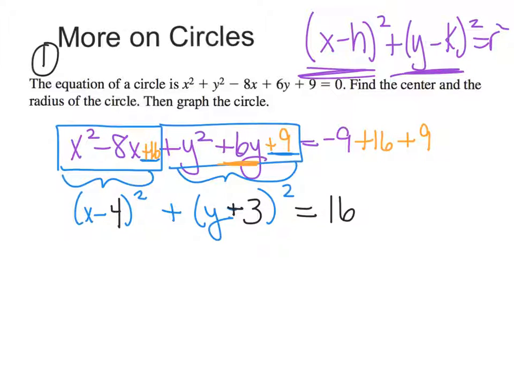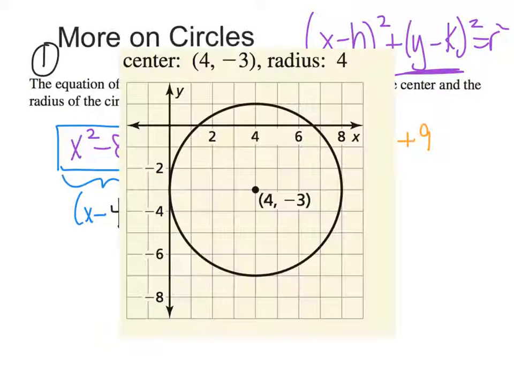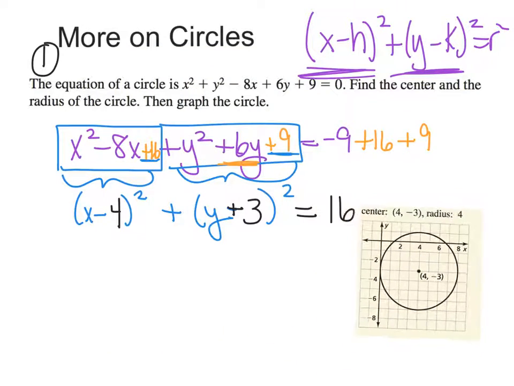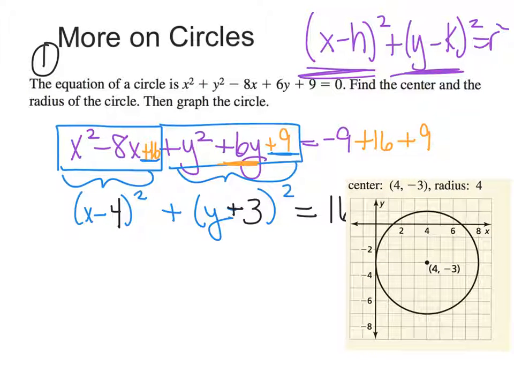It's in standard form. So what do I know? I know that the center is where? Well, the center is going to be at 4, negative 3. And the radius is going to be what? It's going to be 4. And voila, that is what it would look like.